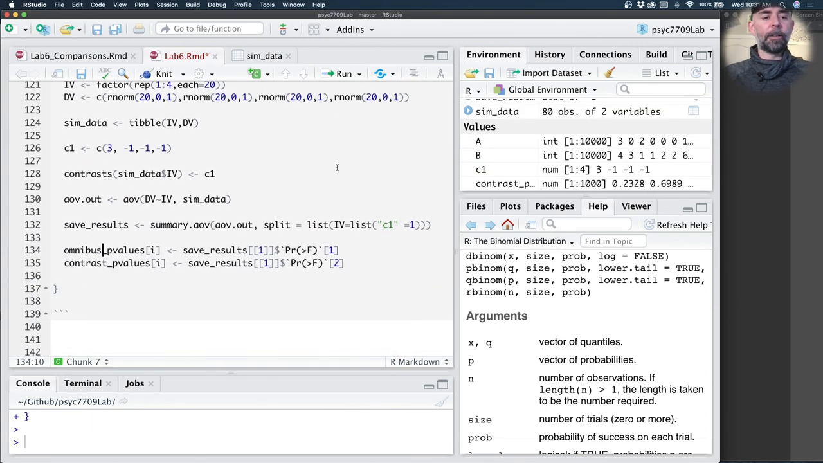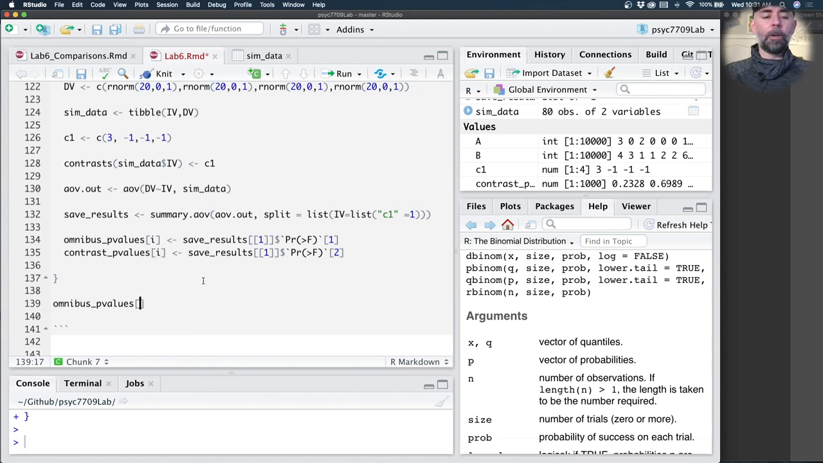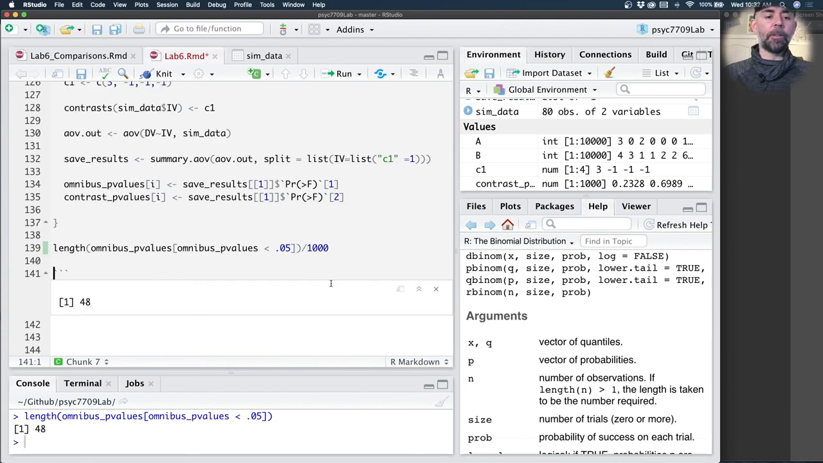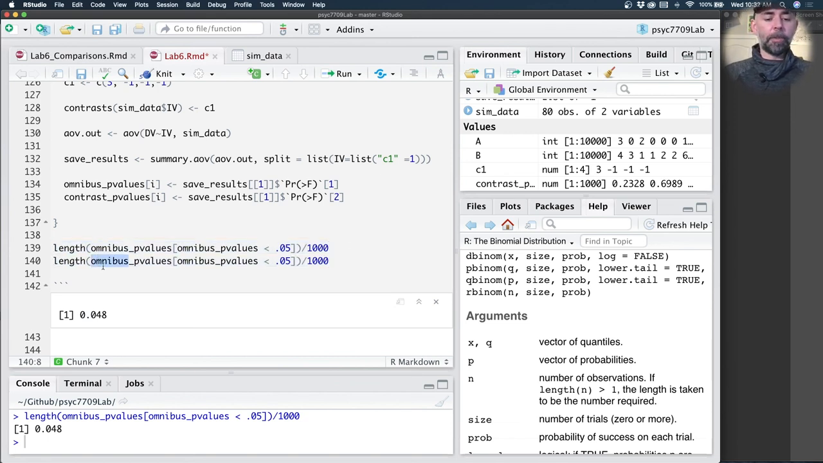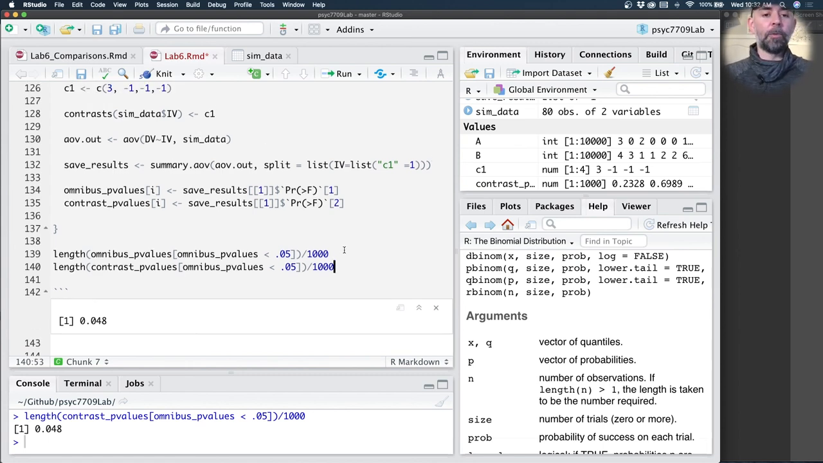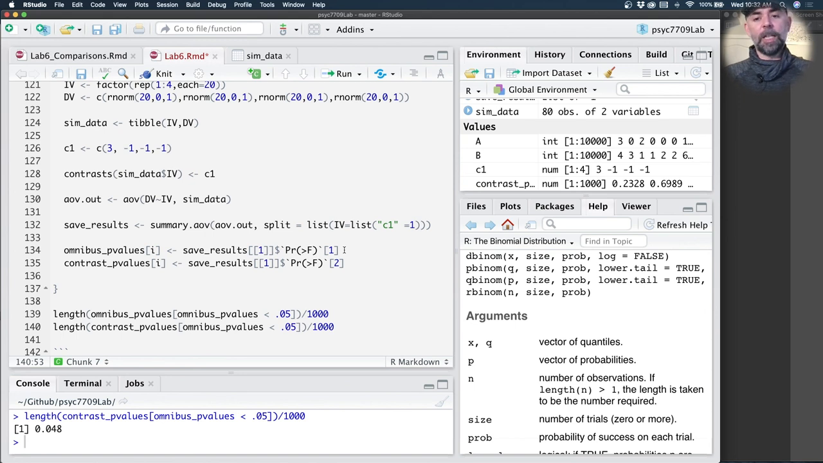So we've simulated the null 1,000 times, and I want to go into my omnibus p-values, and I want to see how many of them are less than 0.05. And, you know, this should be 5% of them, right? So there's 50 of them, or 48. Now, we did 1,000 simulations, so that's pretty close to 0.05 based on that simulation. Well, how about the contrast p-values? Also 0.05. Cool.